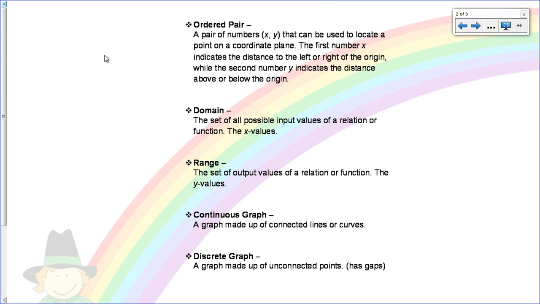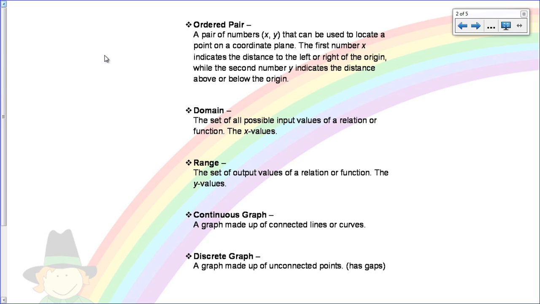And so we're going to do some definitions first. I'm going to put this slide up here. It's got 5 definitions on it, and I'm going to walk through these with you really quickly, but you're probably going to need to pause this video so you can write down the definitions, especially domain, range, continuous graph, and discrete graph. Those are very important.